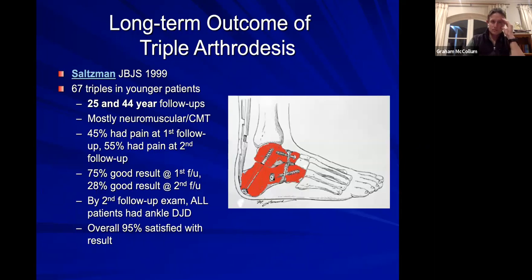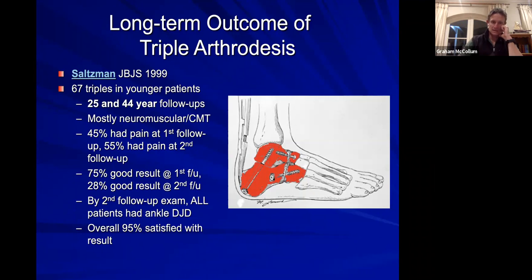Moving on to triple arthrodesis. This is certainly the gold standard for treating complex neurological causes of severe hindfoot deformity, be it stiff Charcot-Marie-Tooth or polio, or severe acquired flat foot or progressive collapsing flat foot that becomes stiff and painful and degenerate.